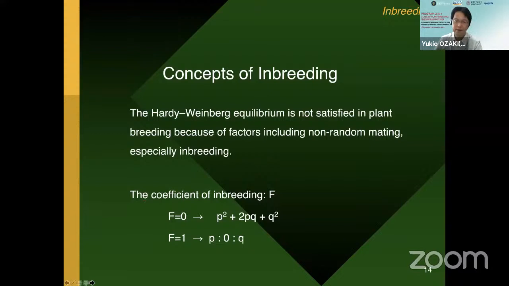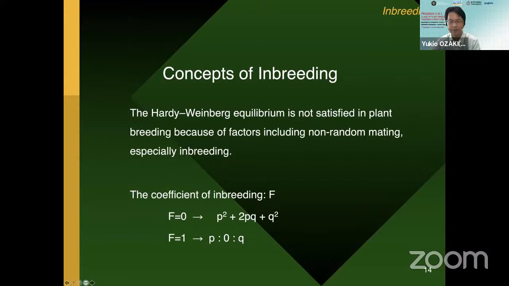As previously indicated, plant breeding is a special case of evolution, whereby a mixture of natural and especially artificial selection operates rather than natural selection alone. The Hardy-Weinberg equilibrium is not satisfied in plant breeding because of factors including non-random mating. Outcrossing promotes random mating, but breeding methods impose certain mating schemes that encourage non-random mating, especially inbreeding.